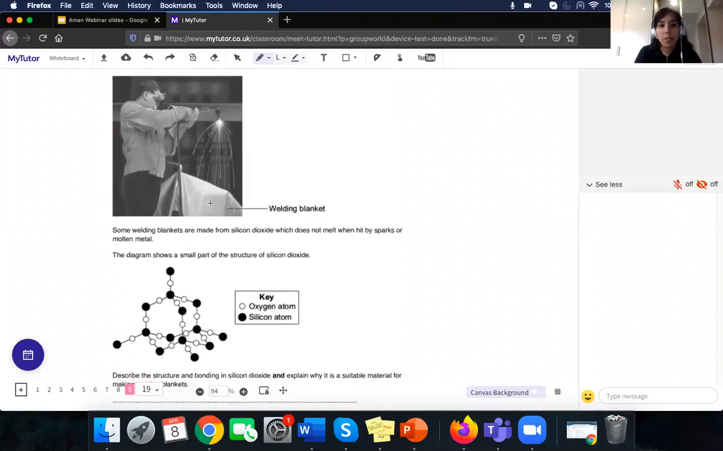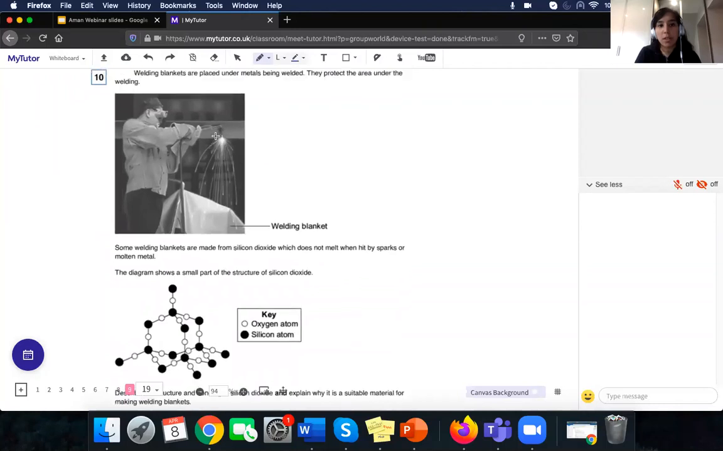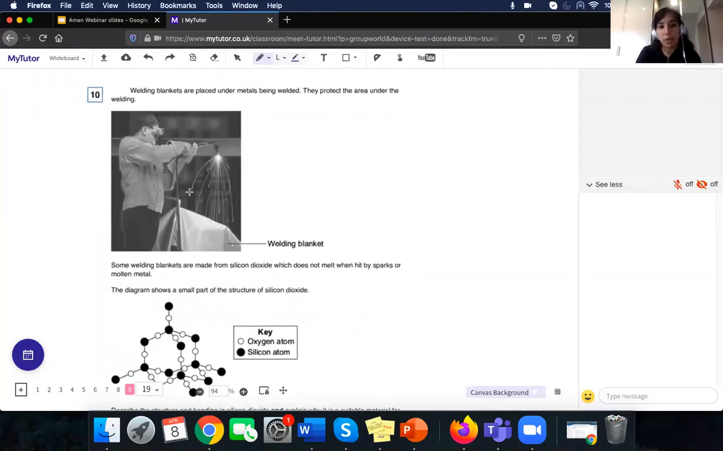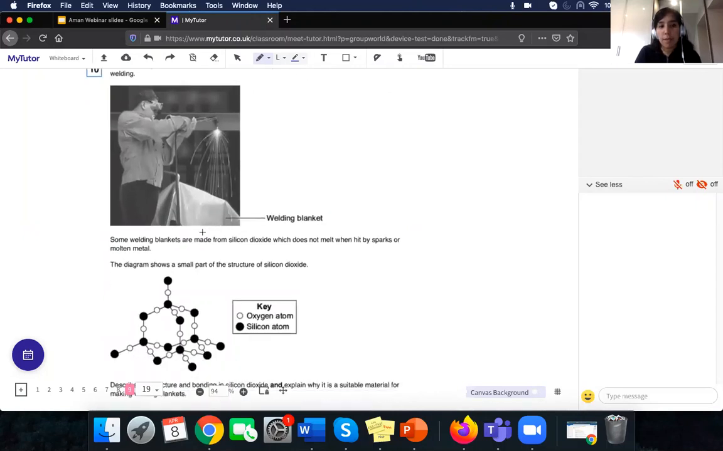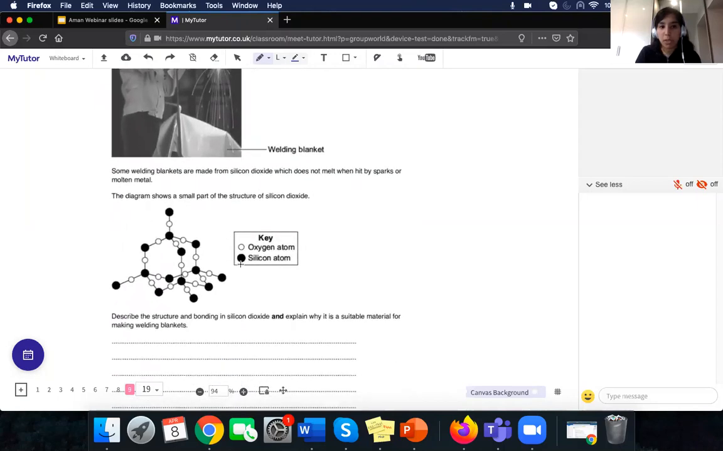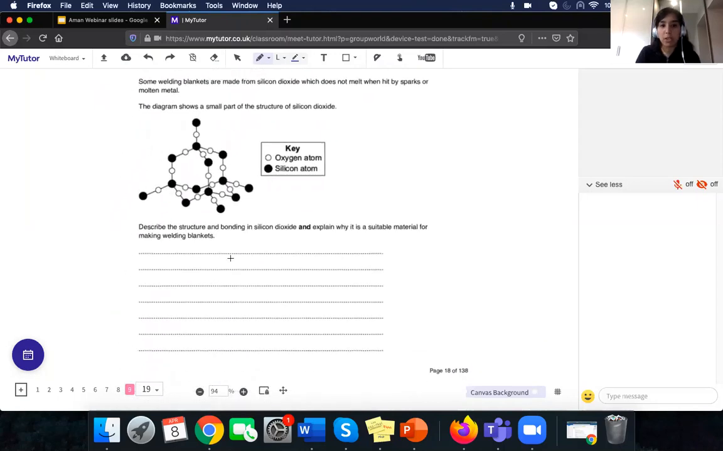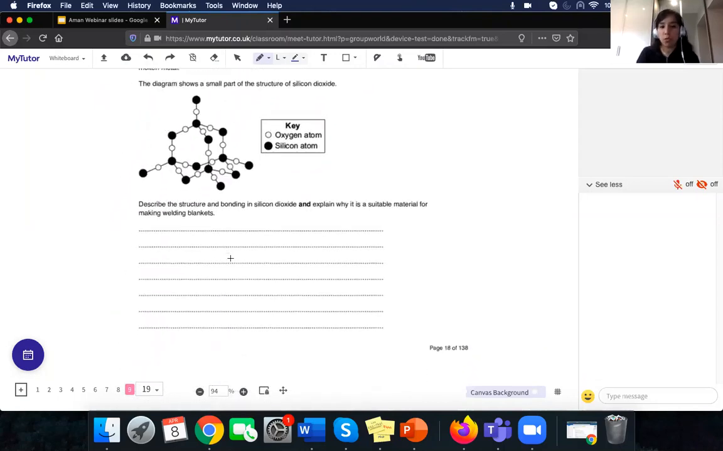And it says some welding blankets are made from silicon dioxide, which does not melt. So what we can see is that welding is often going to release these sparks, which we can see here. And it's saying that these blankets are made from silicon dioxide, which does not melt when hit by those sparks. And we need to explain the bonding in silicon dioxide and why it's a suitable material for making welding blankets. So thinking about the structure and bonding in silicon dioxide then, why is it a suitable material for making welding blankets, do we think? Does anyone know?